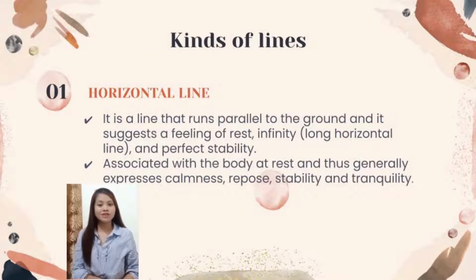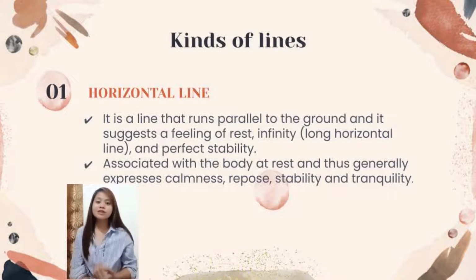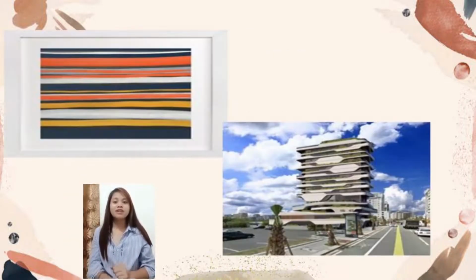First is a horizontal line. It is a line that runs parallel to the ground and it suggests a feeling of rest, infinity, and perfect stability. So the horizontal line is associated with the body at rest and thus generally expresses calmness, repose, stability, and tranquility. So here are some examples of the horizontal line.